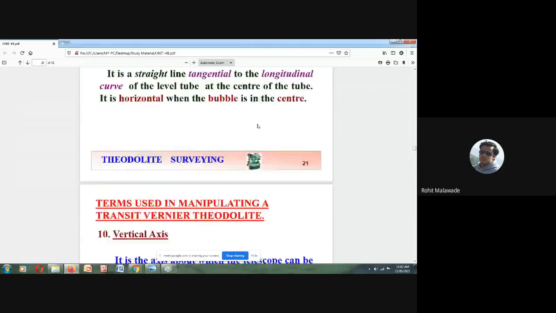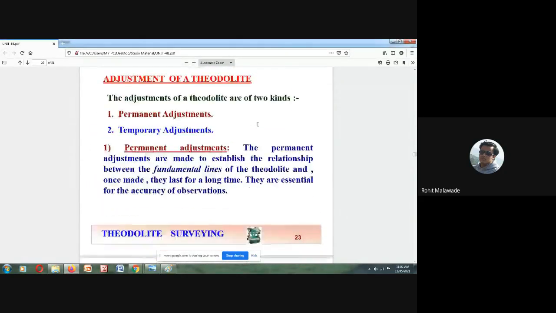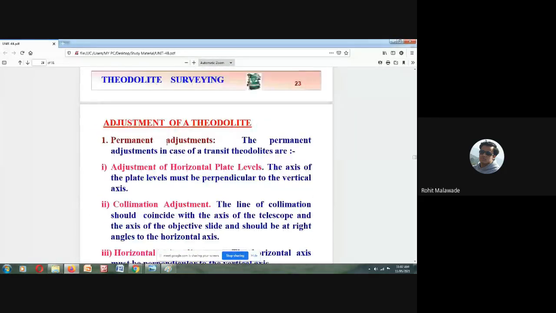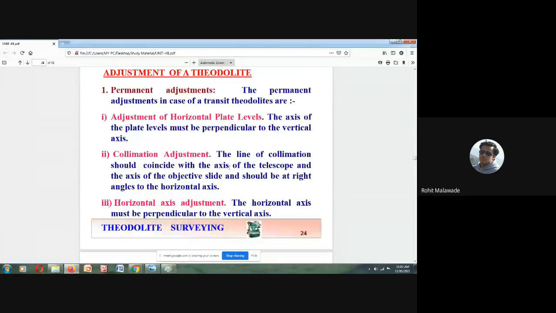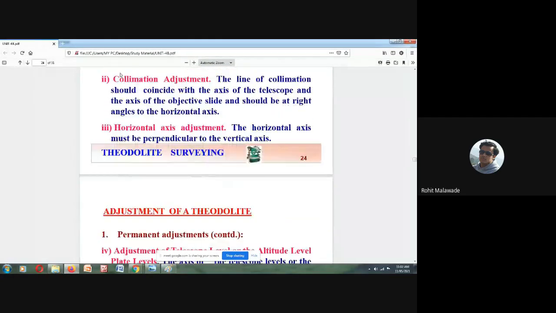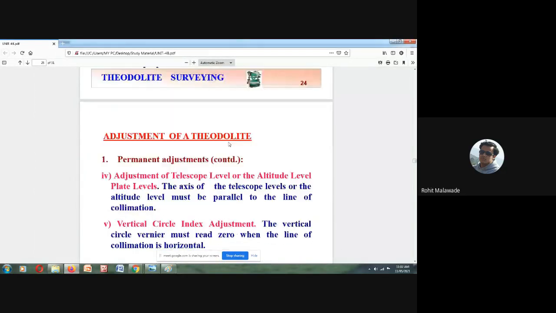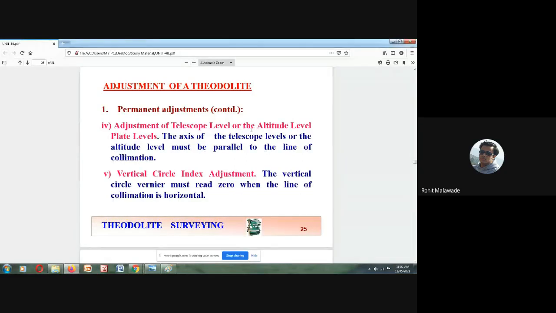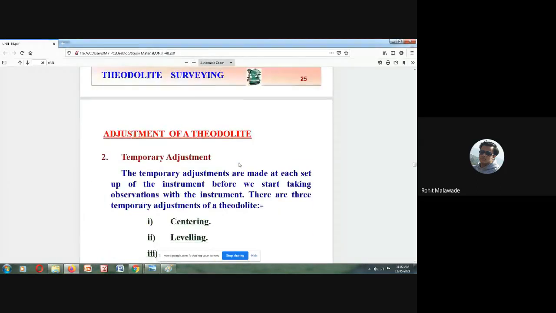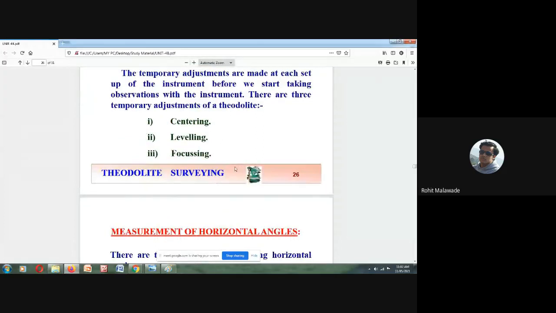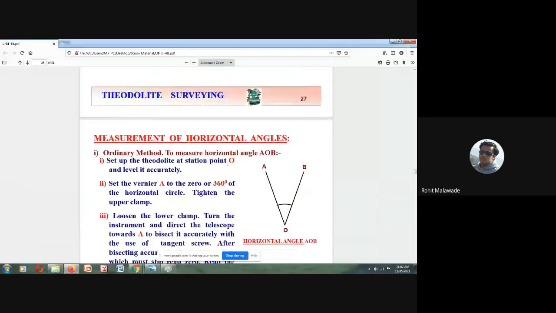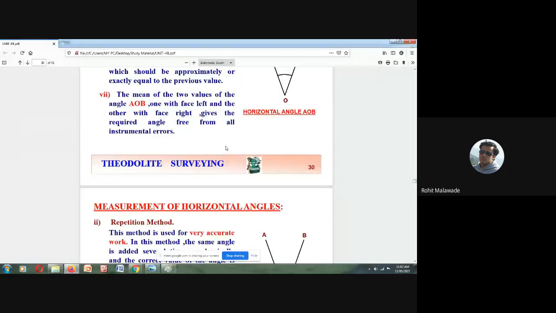Okay. So I'll repeat it once again. What are the different permanent adjustments? The horizontal plate level must be perpendicular to the vertical axis. The line of collimation should be exactly horizontal. The horizontal axis must be perpendicular to the vertical axis. Adjustment of the telescope level and the altitude level: both levels should be parallel to the line of collimation. Vertical circle reading should be exactly 0. So these are the different things that we have studied.